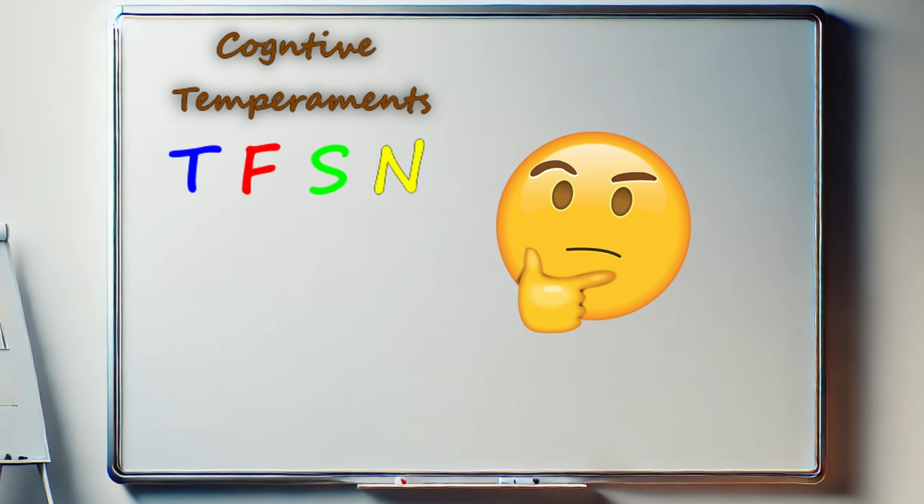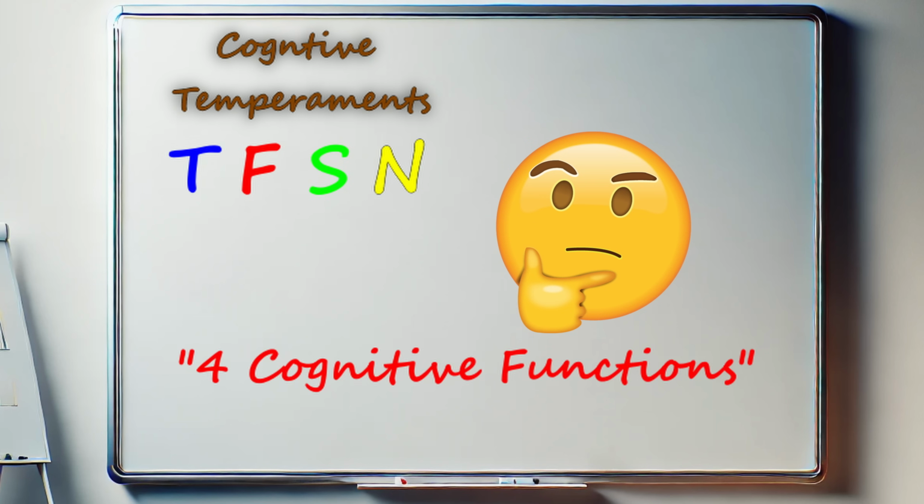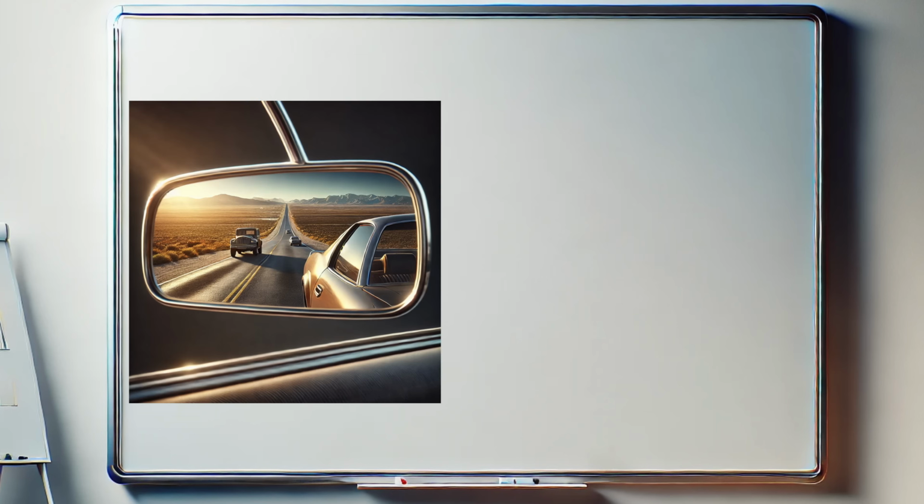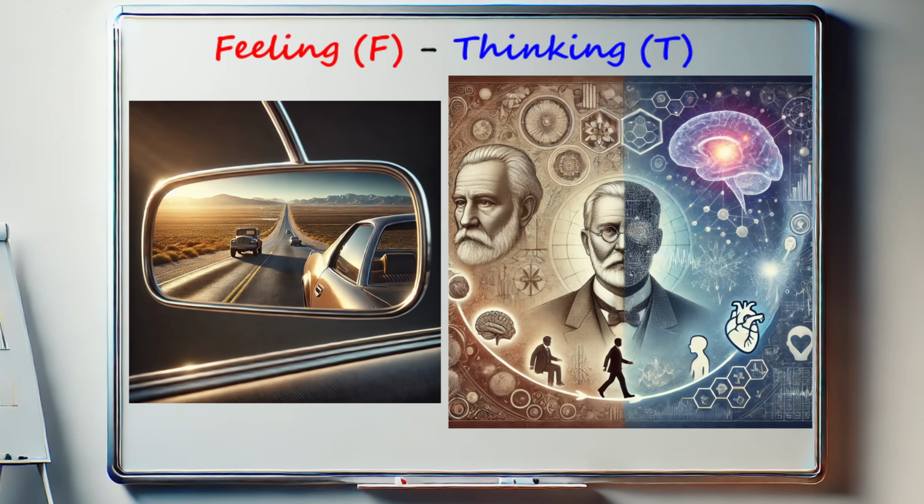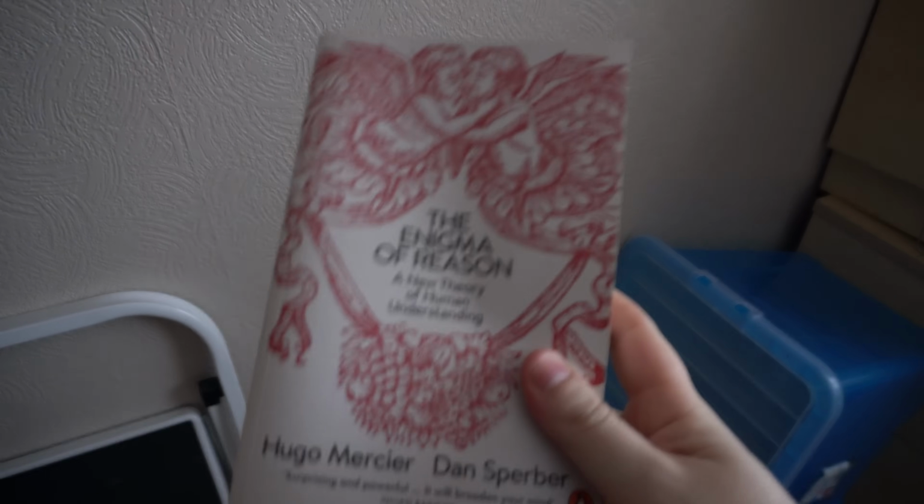So, what are the cognitive temperaments, or what Jung called the 4 cognitive functions? First, let's start off with the benefit of hindsight that Jung didn't have. Our modern scientific understanding of feeling and thinking have come a long way since his time, best summarised in Dan Sperber's and Hugo Mercier's book, The Enigma of Reason. Fuck me, that's a book that'll blow your fucking head off.